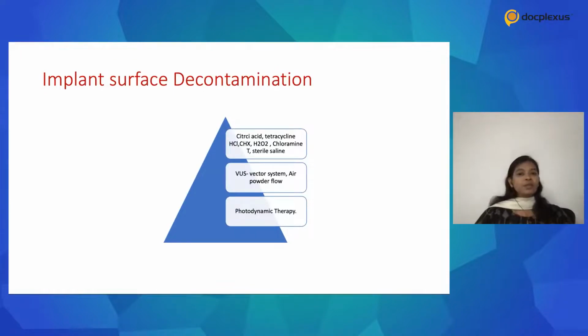So implant surface decontamination can be done with the help of citric acids, tetracyclines, and hydrochloric acid, but the most common ones are chlorhexidines, hydrogen peroxides, and also sterile saline. You can use the Vector system, as I already told you, and photodynamic therapy can also be an important surface decontamination procedure.